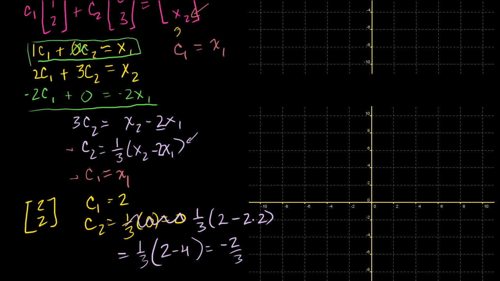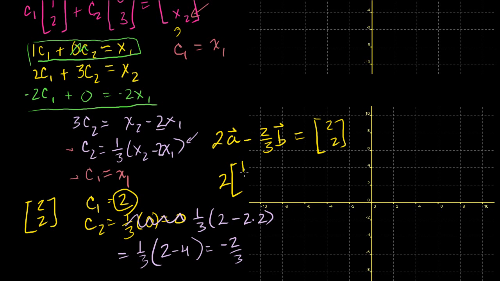So if I multiply 2 times my vector A minus 2/3 times my vector B, I will get to the vector 2, 2. And you can verify it for yourself. 2 times my vector A, 1, 2, minus 2/3 times my vector B, 0, 3, should equal 2, 2.